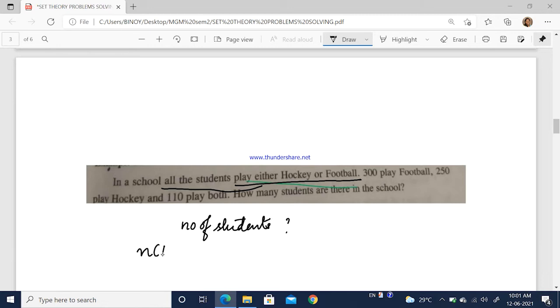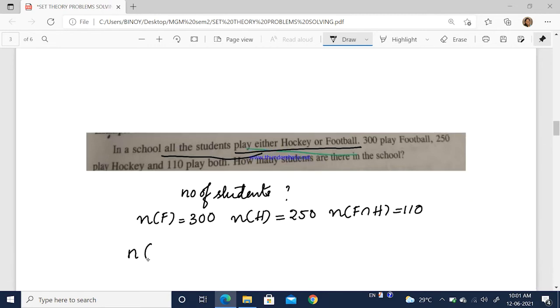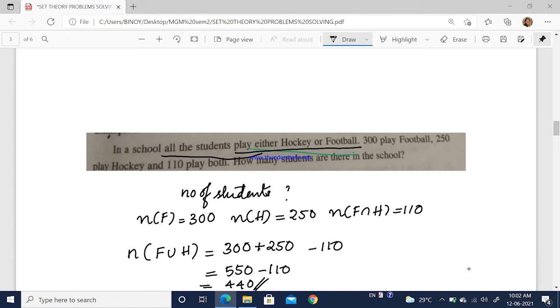We are given that the number of football players is 300. The number of students who play hockey is 250. The number of students who play both football and hockey is 110. So this time I am going to find football or hockey. So it is 300 plus 250 minus 110. So it will be 550 minus 110, and you will get the answer as 440. So 440 is the answer.